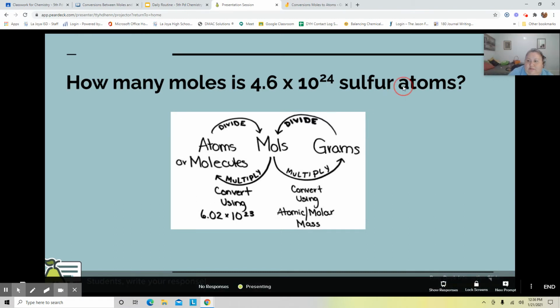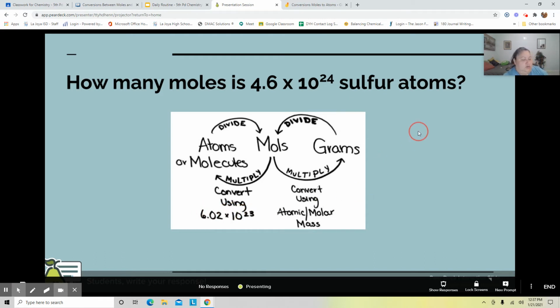Everybody see that right here? You got sulfur atoms, and they want you to change it to moles. So you're in atoms going to moles, you will divide. And remember, your given goes first. Your given always goes first when you're dividing. Okay? So given divided by Avogadro's number. All right, so let's get your calculators.